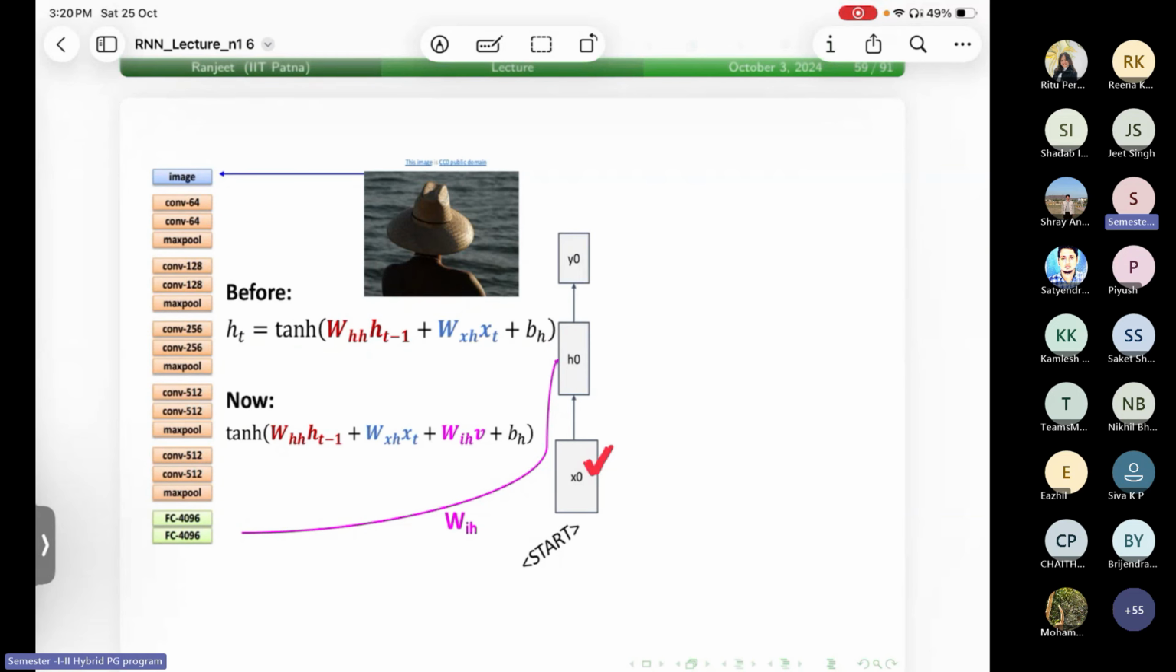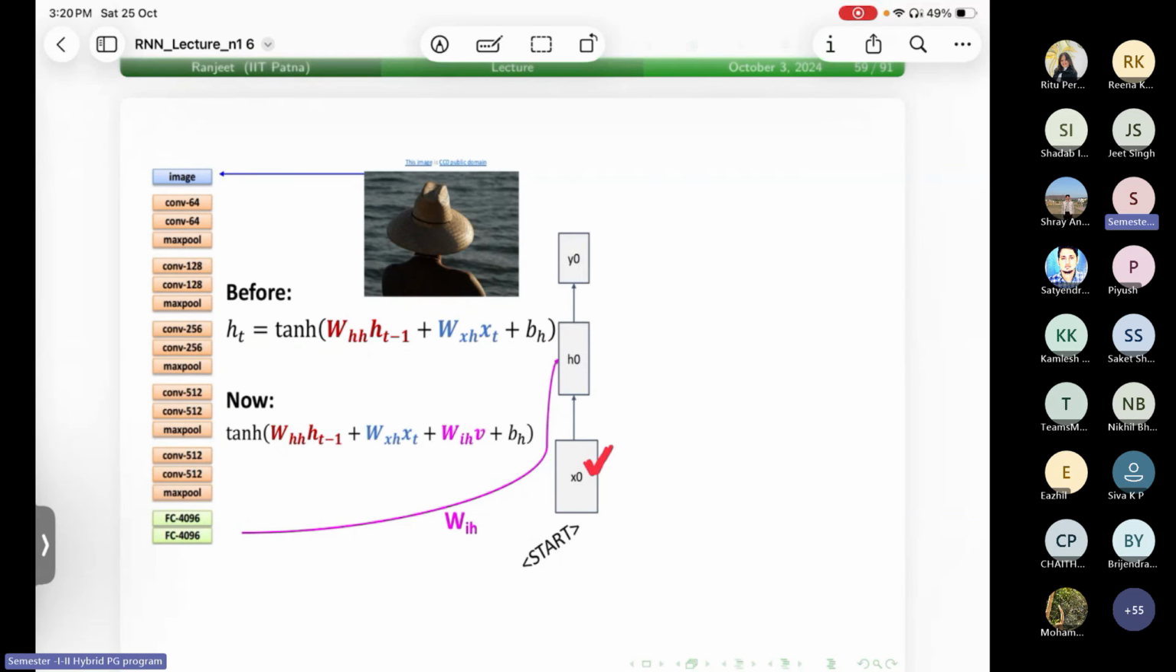Before going to this, let us see the previous formula that we had. So what was the formula? Take the xt, multiply with Wxh. So the current input, apply fully connected over that. The past state, apply fully connected over that. Add the bias, apply tanh, and get the current state.